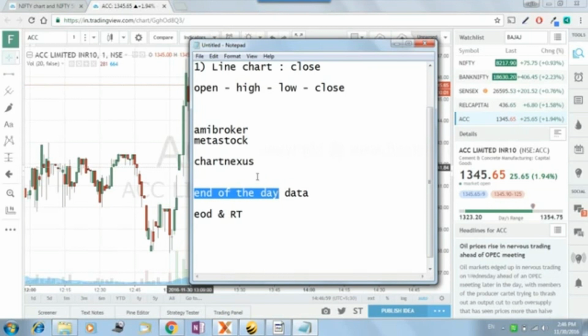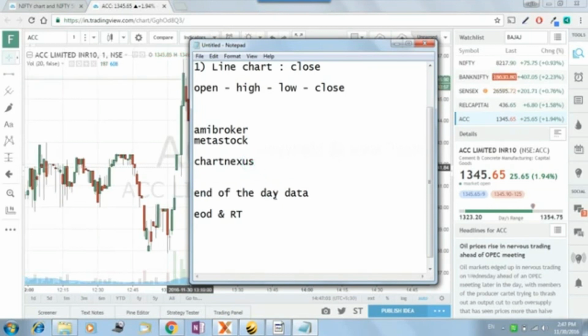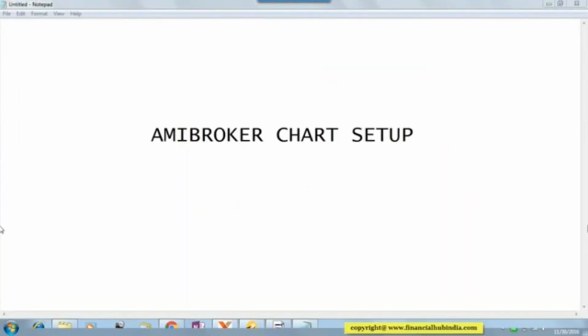So after the market hours you will get the candle for the day. Chart Nexus gives you data for daily, weekly and monthly only, so you don't have intraday data. But in AmiBroker and MetaStock you will have both end of the day and real-time data. Now I'll be showing you the AmiBroker charting setup.